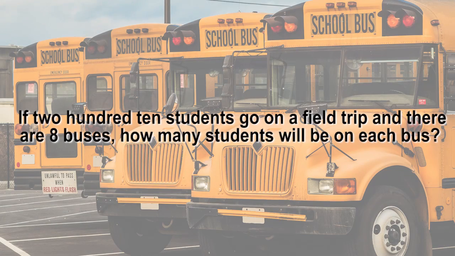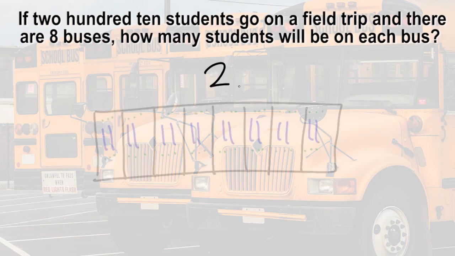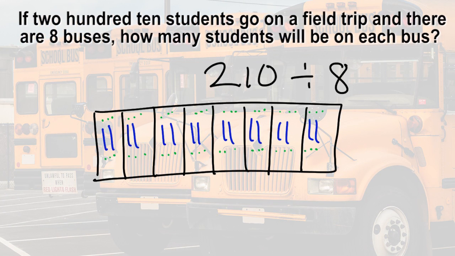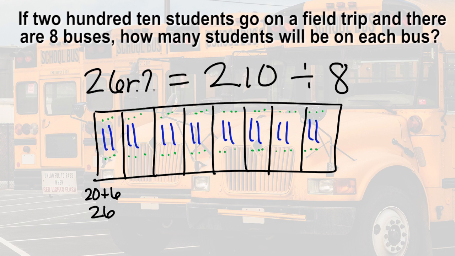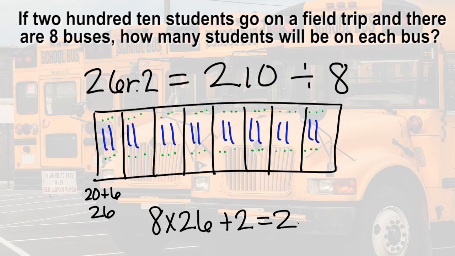Consider the problem of 210 students going on a field trip. There are 8 buses. How many students will be on each bus? The problem would be written as 210 divided by 8, using a 1 by 8 array and then dividing 200 base 10 blocks in each of the boxes. The quotient would be 26 remainder 2. Each bus would have 26 students, and 2 of the buses would carry 27 students, or 1 bus could carry 28 students. The multiplication equation to represent that problem would be 8 times 26 plus 2 equals 210.